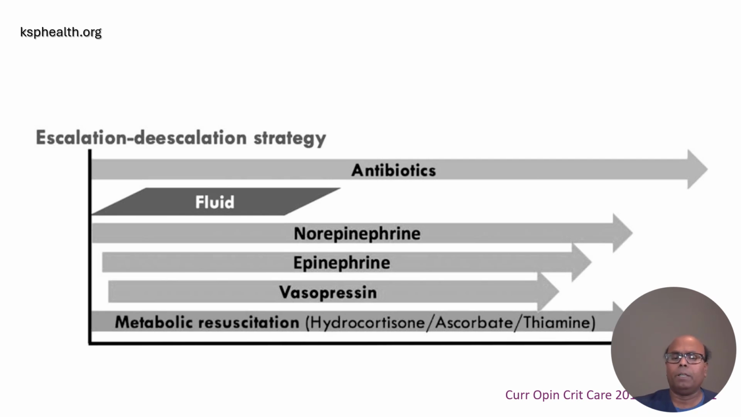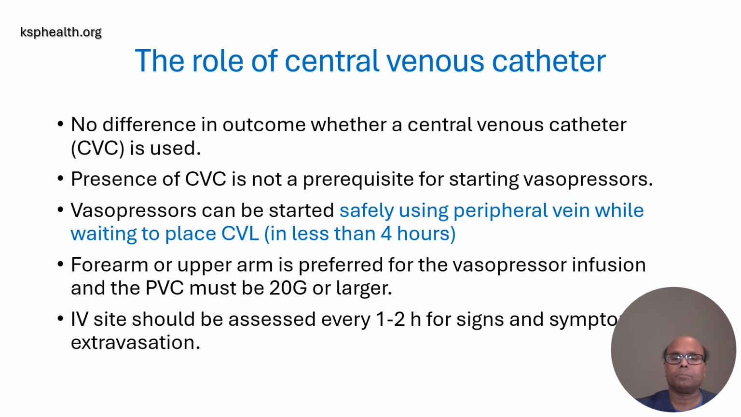If norepinephrine doesn't improve target MAP or diastolic blood pressure, add epinephrine, vasopressin, and subsequently hydrocortisone, vitamin C, and thiamine. There is no difference in outcome whether a central venous catheter is used or not.